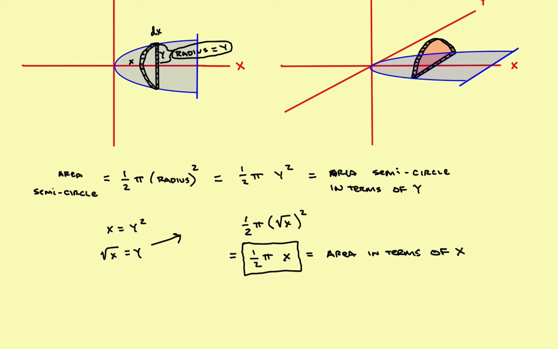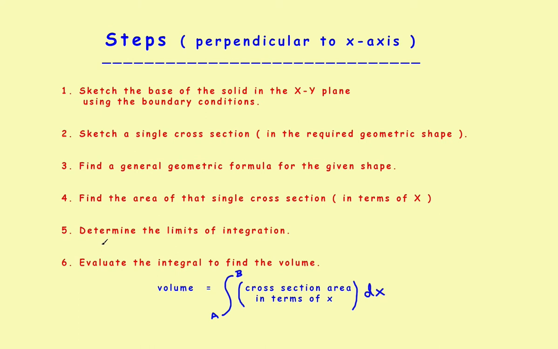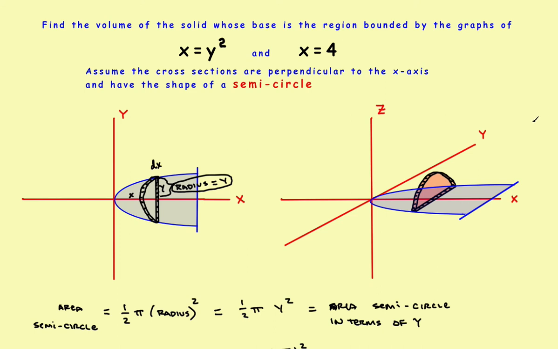Okay, now let's go back to our steps again. The next step says determine the limits of integration, and you can get these right off your sketch. So let's go back and take a look at that. dx is here, so we're going to evaluate it along the x-axis. You're going to evaluate it from this point right here, where x is equal to 0, and go straight across to this point right here, where from your boundary conditions you know that x is equal to 4. So those are the limits of integration, from 0 to 4.